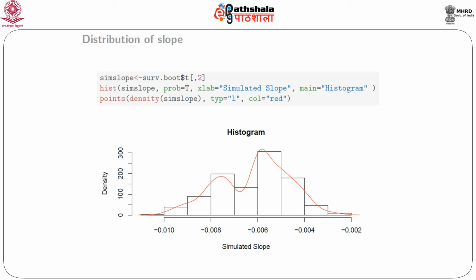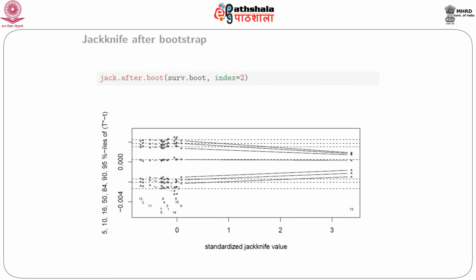Now, if we draw a histogram of the bootstrap estimates of the slopes, we see that the histogram clearly has 2 modes, or rather the histogram can be divided into 2 groups. One group, the one on the left, is based on samples which do not have the 13th observation, while the histogram on the right is based on those bootstrap samples which have the 13th observation 1 or more times.